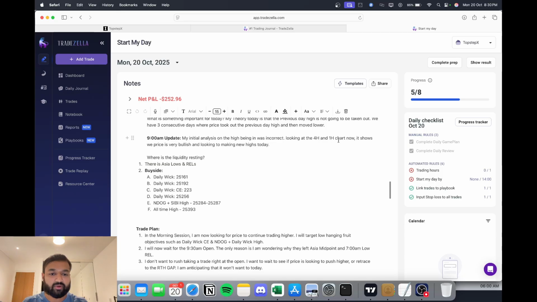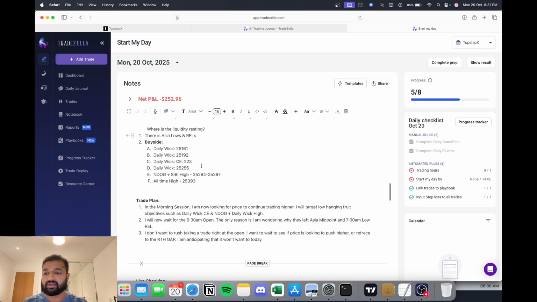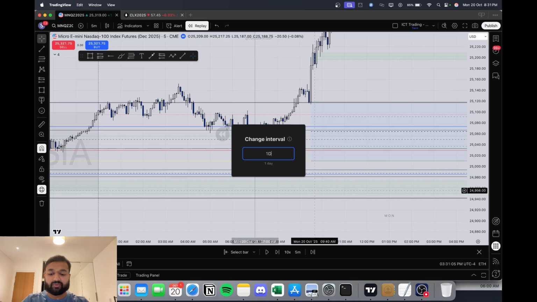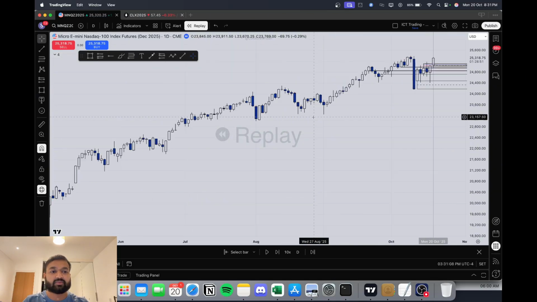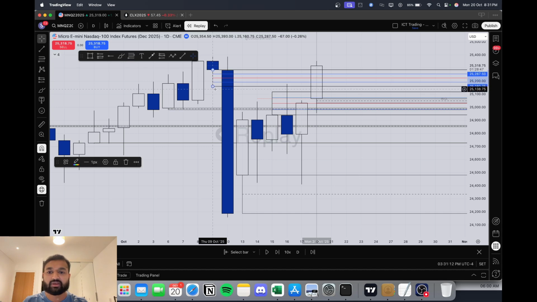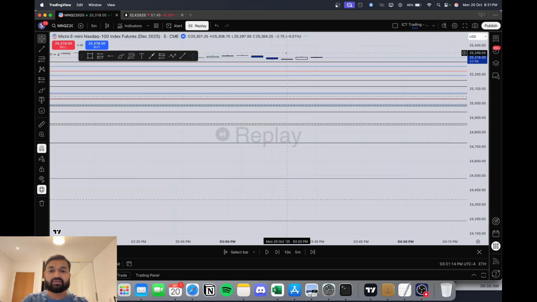Looking at the 4 hour and 1 hour chart now, it shows price is very bullish, and I'm looking to make new highs today. So these were my buy side targets. Usually, when I have buy side targets, I'll mark the wick. This is basically ICT's wick theory, that it's acting as a PD array.